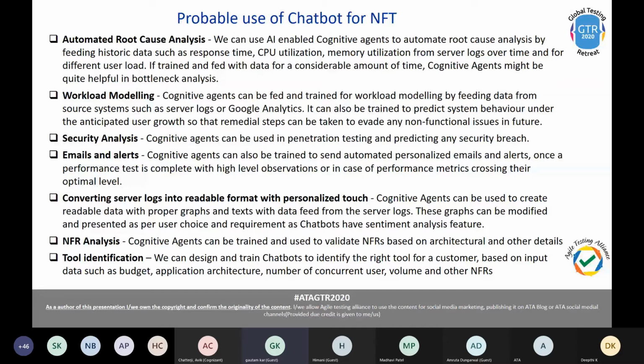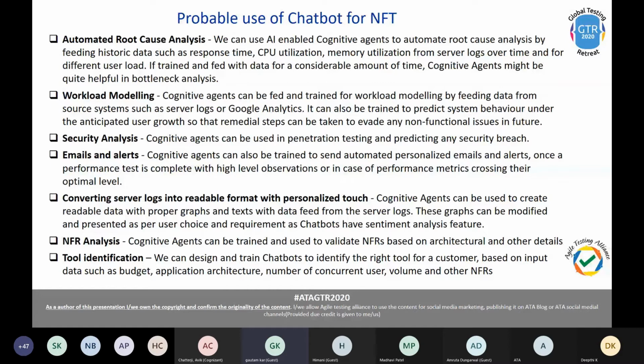For example, we can ask them to look at specific issues and errors in the log. Let's say you have executed a test and these tests have been run across several servers. So in order to understand an issue, you will have to go through a voluminous amount of data. So we can configure chatbots to look for specific issues that we want them to look for. Then we can use it for NFR analysis.